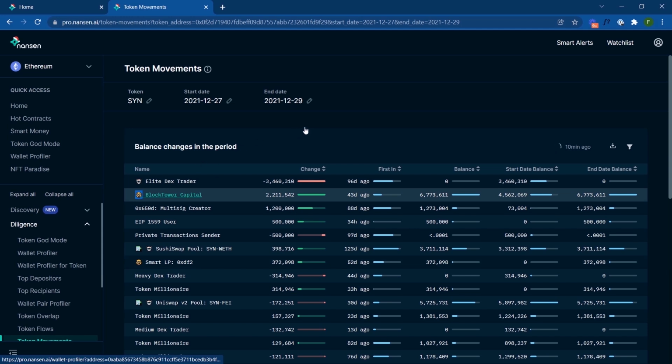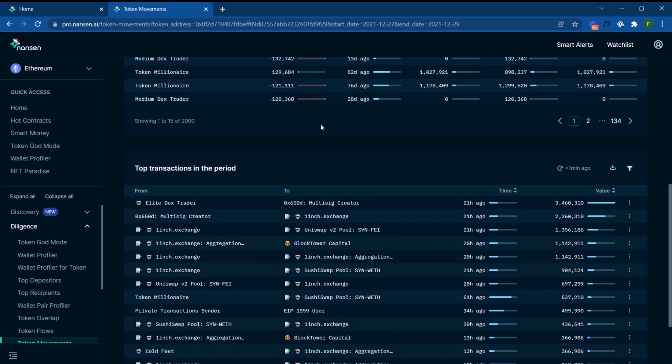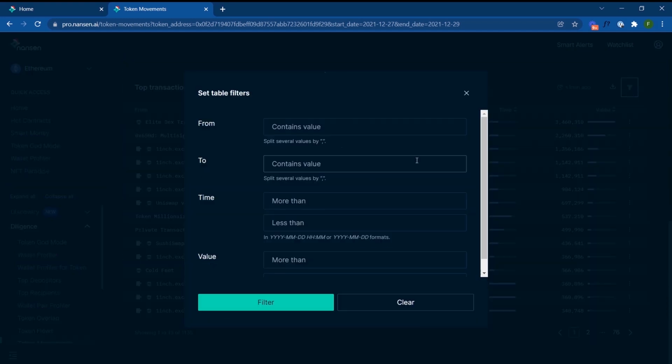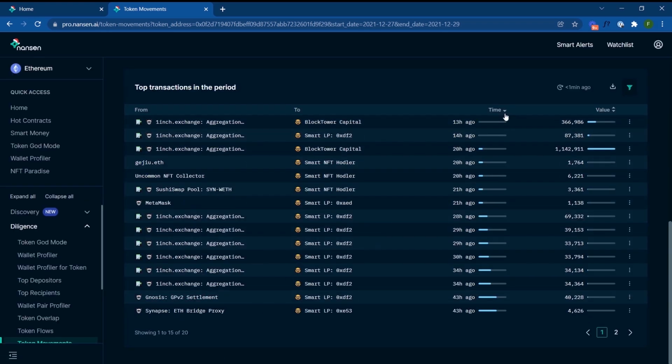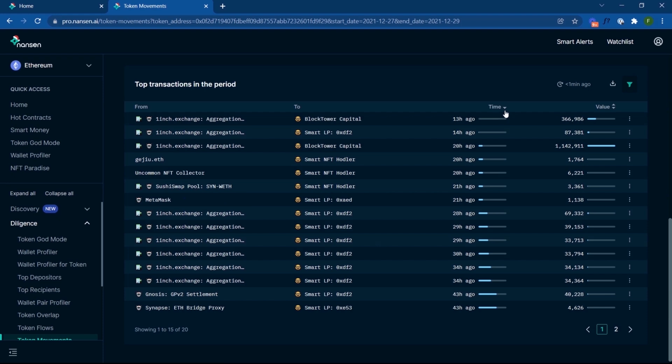BlockTower Capital is the largest account. In the second table, we can filter the recipients of transactions by using the nerd emoji, which indicates smart money. We can also sort the transactions by most recent. Now, we can see the different transactions that determined inflows into smart money for Synapse in the last few days.